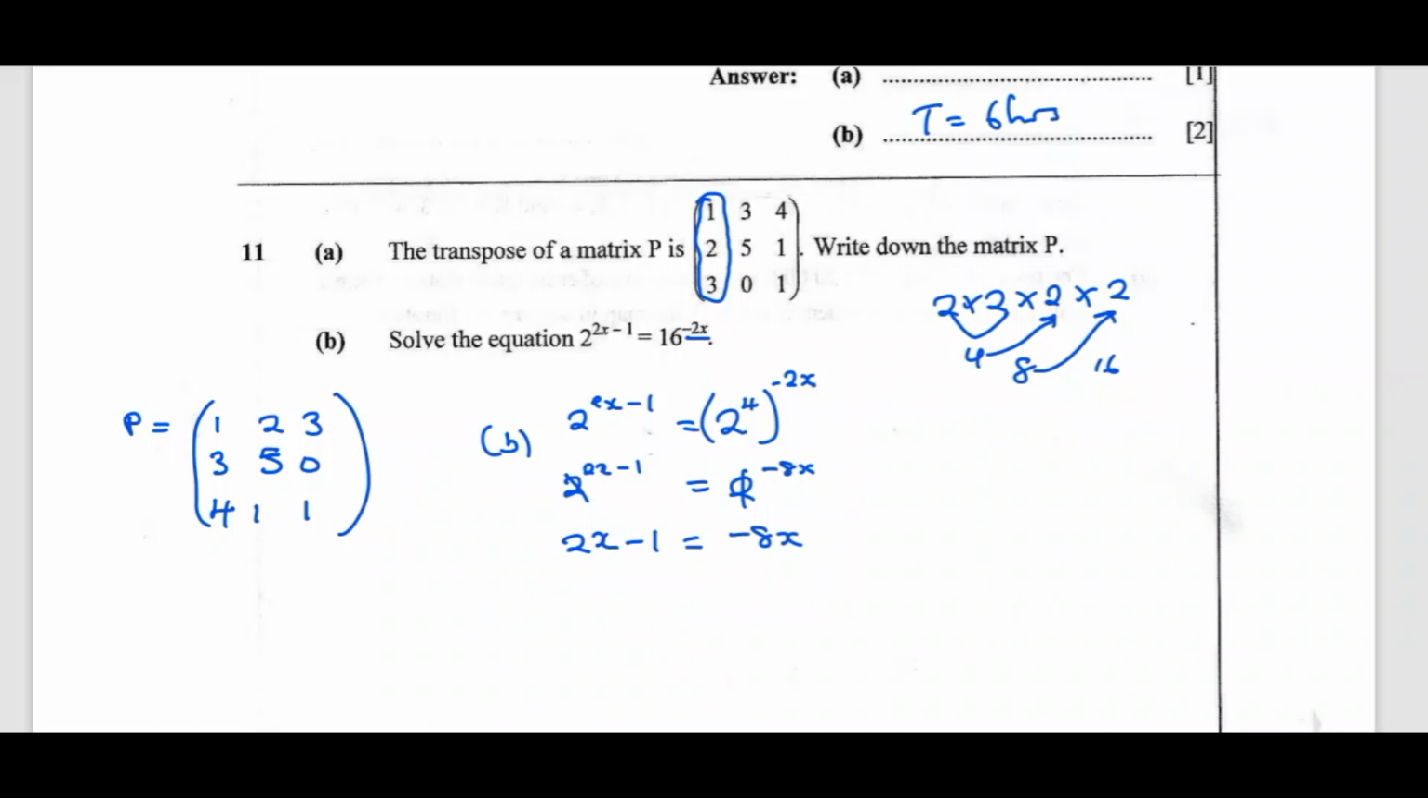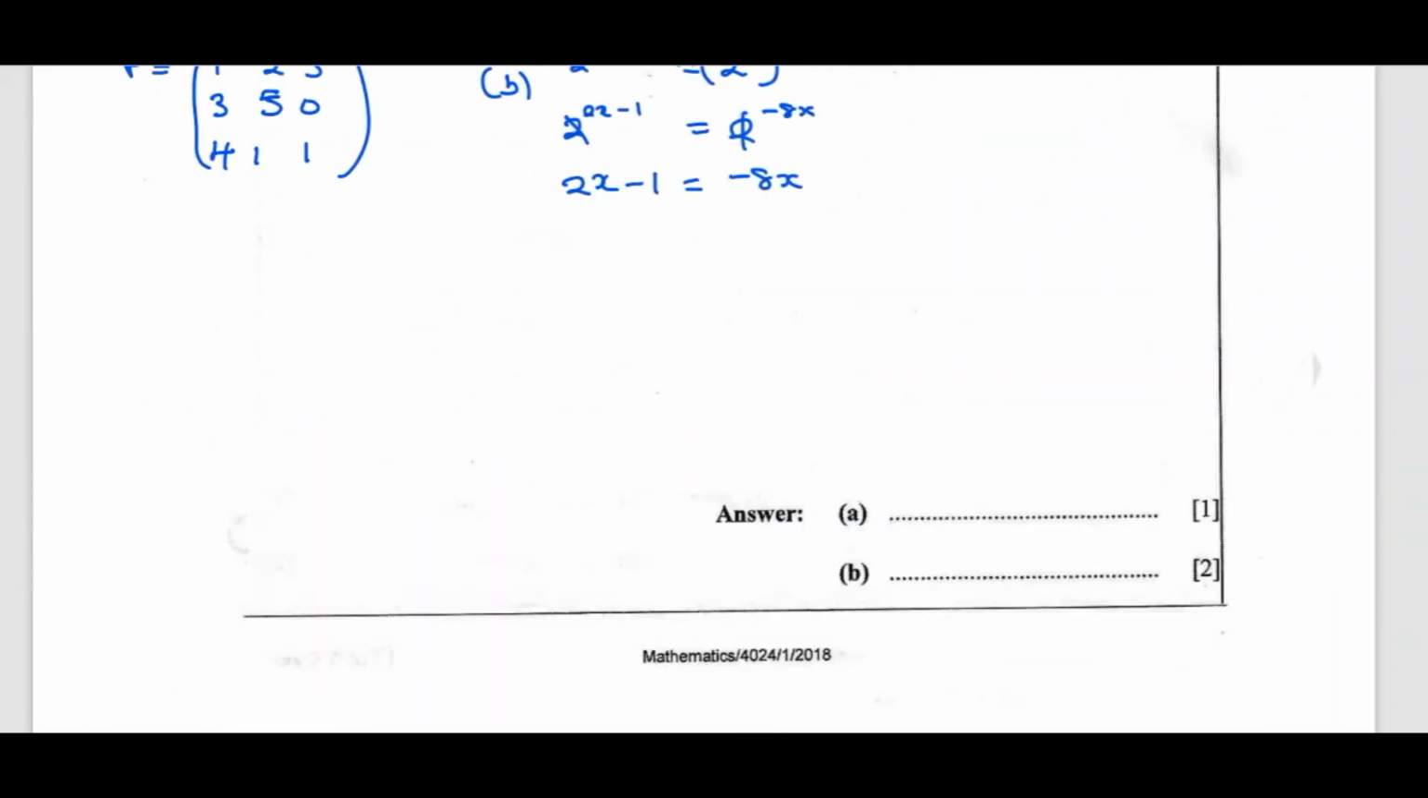So when you reach there, what are you going to do? You're going to collect the like terms. So we'd say 2x plus 8x is equal to 1. Because this one, the negative, when it crosses the equal sign, it will be a positive. So we have 10x is equal to 1. And then we introduce 10. So 10 goes. Then what are we going to have? 1 over 10. So we are saying that x is equal to 1 over 10.